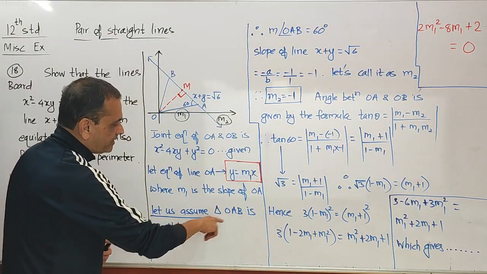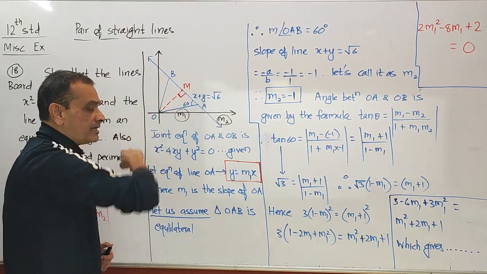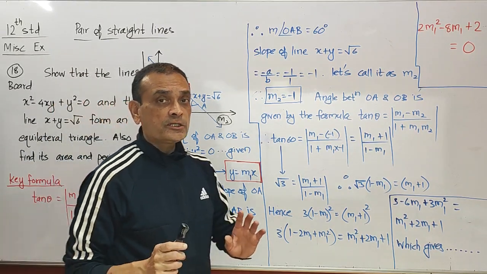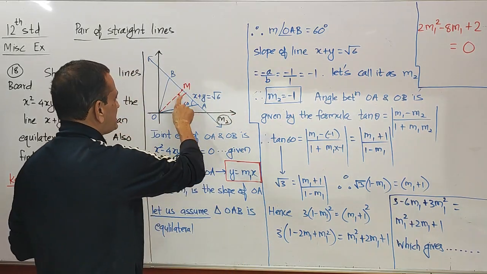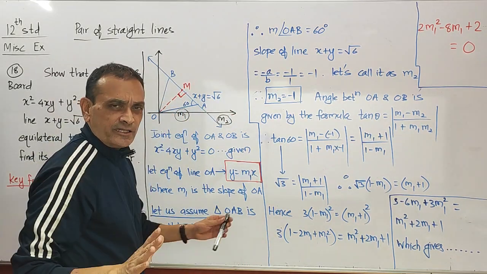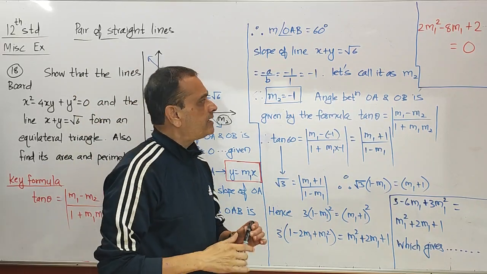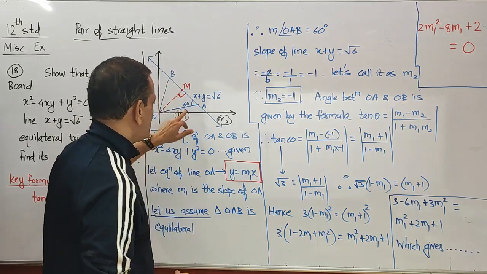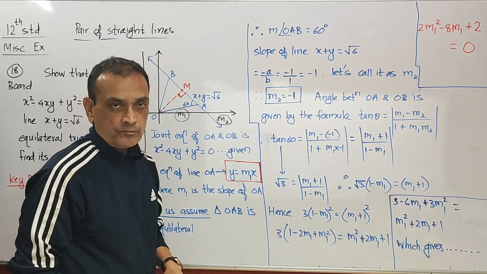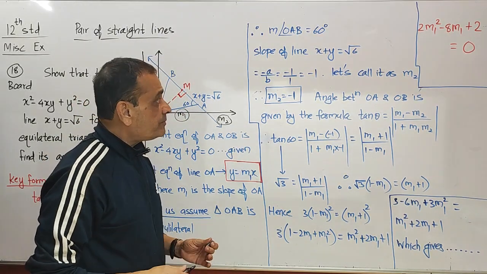So let us assume triangle OAB is equilateral. Now in an equilateral triangle, all three angles are 60 degrees. You know that. So this is 60, this is 60, this is 60. There is no need to mention all three angles. I have just shown the measure of angle OAB is 60 degrees.